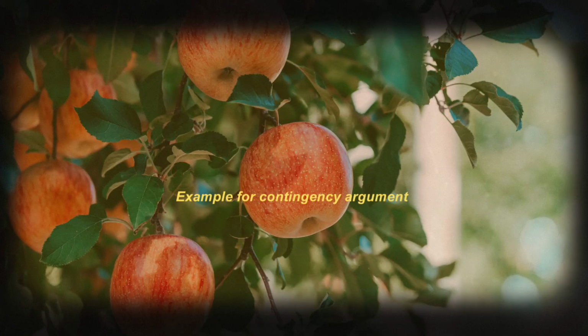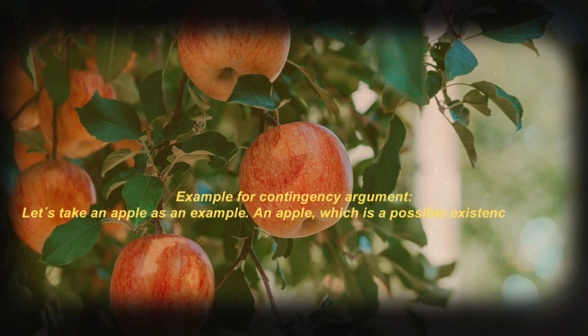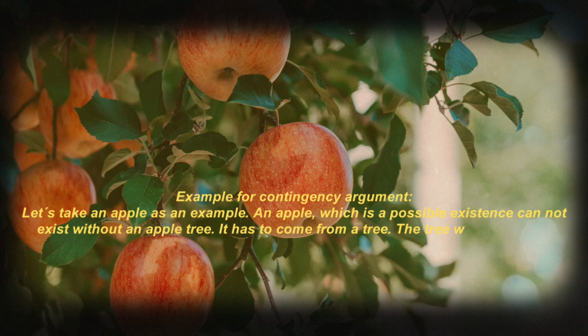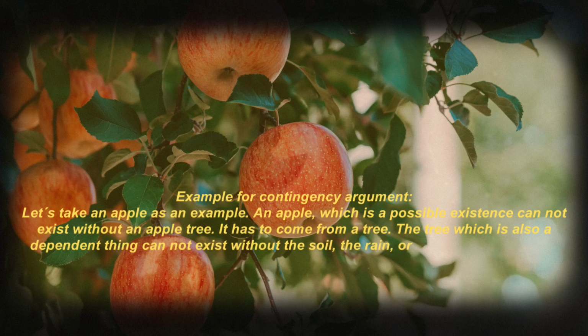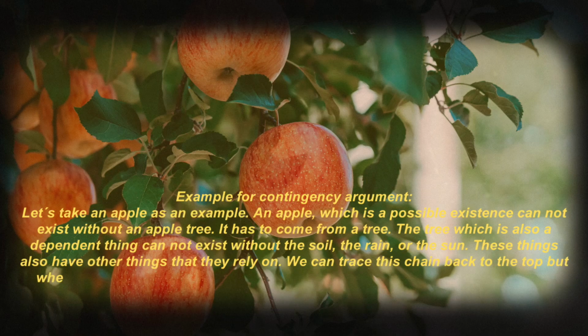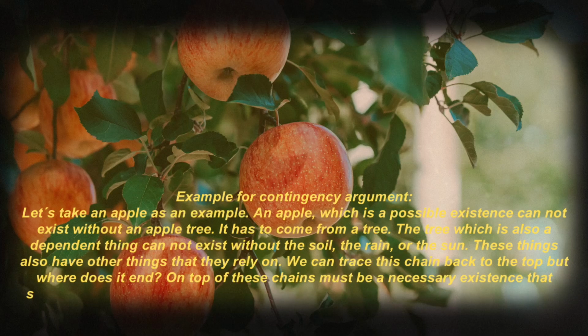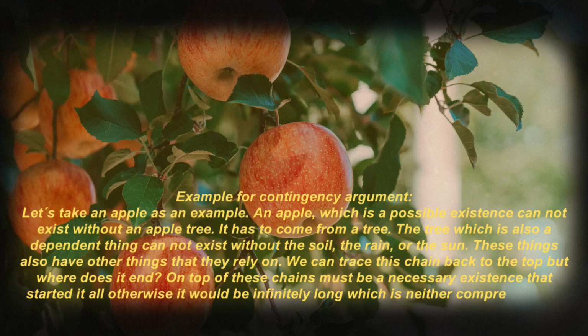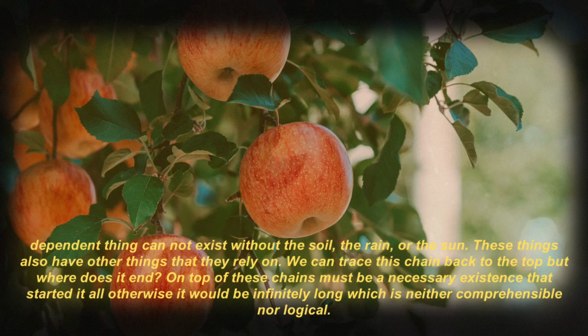Example for contingency argument. Let's take an apple as an example. An apple, which is a possible existence, cannot exist without an apple tree. It has to come from a tree. The tree, which is also a dependent thing, cannot exist without the soil, the rain, or the sun. These things also have other things that they rely on. We can trace this chain back to the top, but where does it end? On top of these chains must be a necessary existence that started it all, otherwise it would be infinitely long, which is neither comprehensible nor logical.